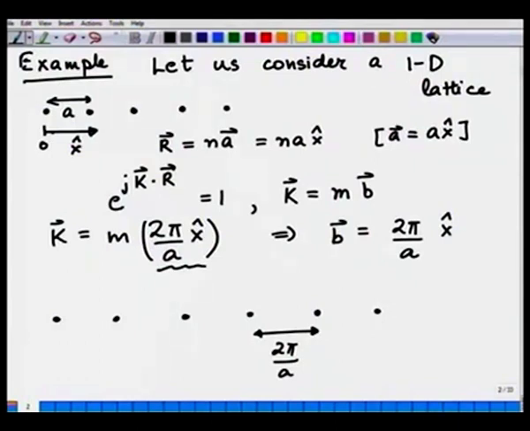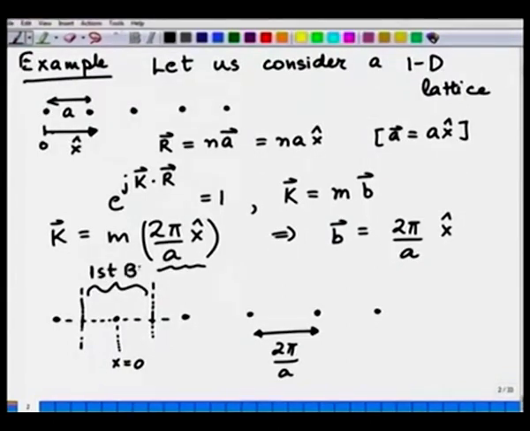So if I am looking for the Brillouin zone, remember what we do. So this is x equal to 0, and then we take perpendicular bisectors to these lattice vectors. Here is a lattice vector for m equal to 1, and here is the lattice vector for m equal to minus 1, and if I take perpendicular bisectors to it, here are the perpendicular bisectors, then this is my first Brillouin zone. Same construct in one dimension.